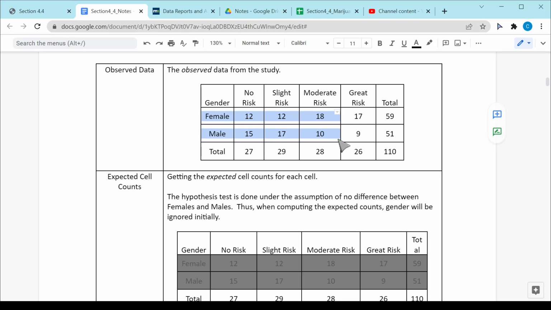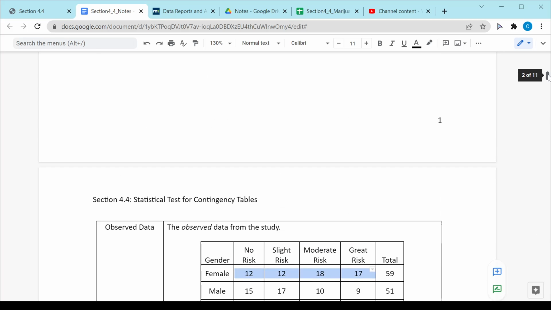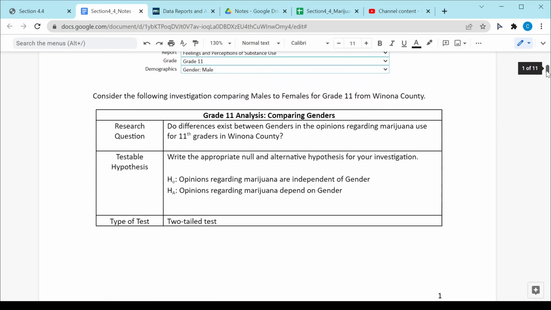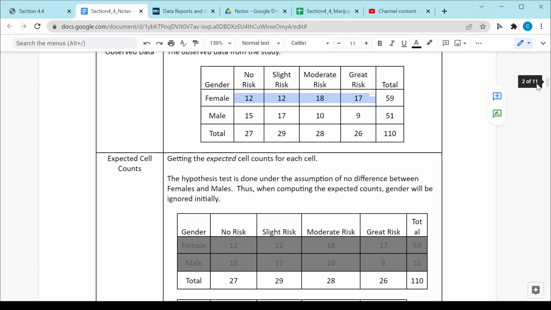So again, the heart of my table is this here. I need a row for the predictor variable, which is either going to be female or male, and then my columns are my response variable, which is just the marijuana risk. And again, there are those numbers 12, 12, 18, 17, coming right from that table that I showed above. So 12, 12, 18, 17 is for the females, and 15, 17, 10, 9 are for the males, which is going to be in a separate row. I do have totals here because I'm going to need those when I go to compute my expected counts.